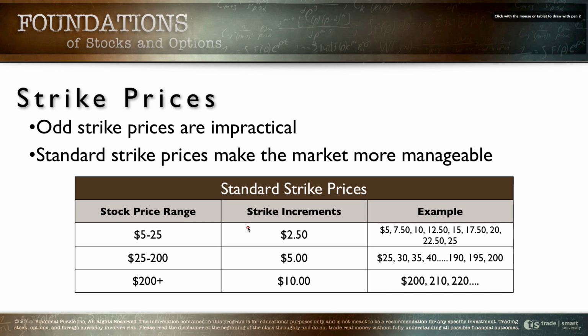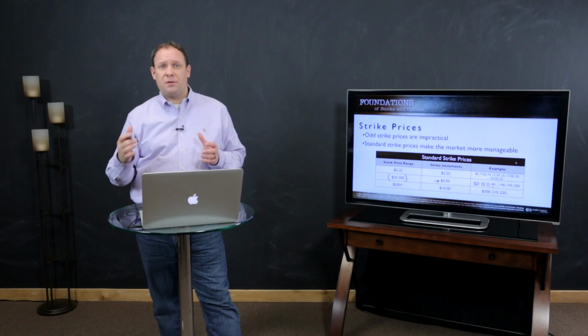The standard strike prices for a stock trading between $5 and $25 are going to be an increment of $2.50. So you'll have strike prices that run at $5, $7.50, $10, $12.50, all the way up to $25. Now, when you get to $25, if you've got a stock that's trading between $25 and $200, those strike prices are going to move in $5 increments. So you have $25, $30, $35, $40, all the way up to $200. And so just $5 increments, that's the strike price that you can buy or sell the stock at.